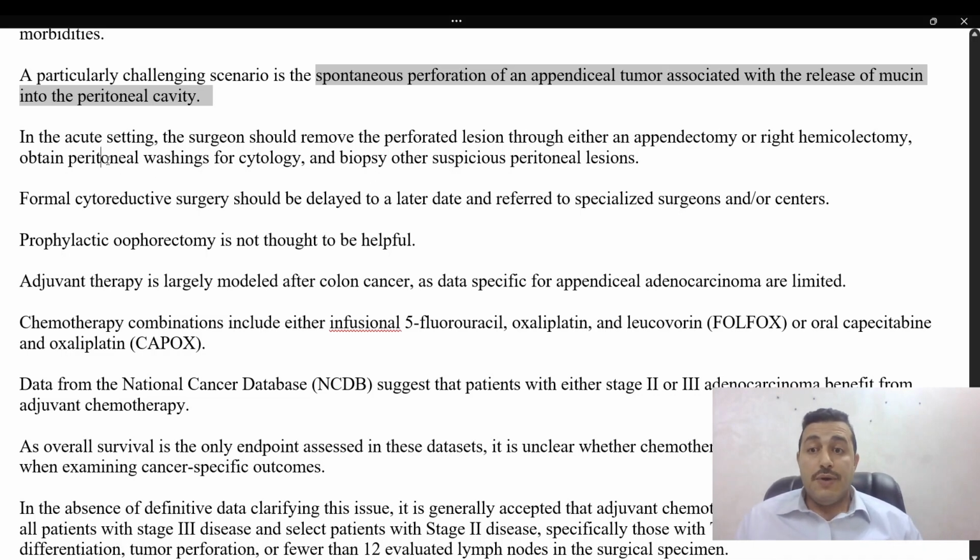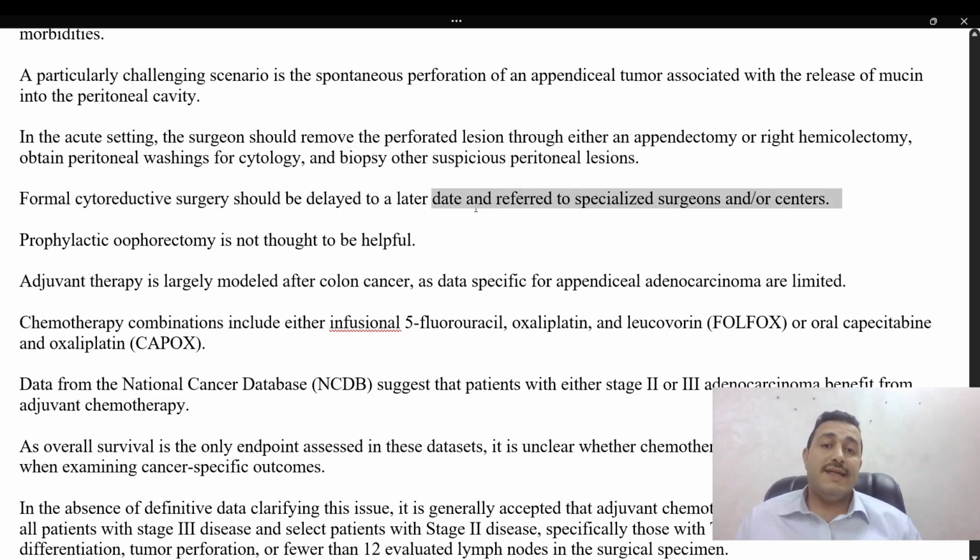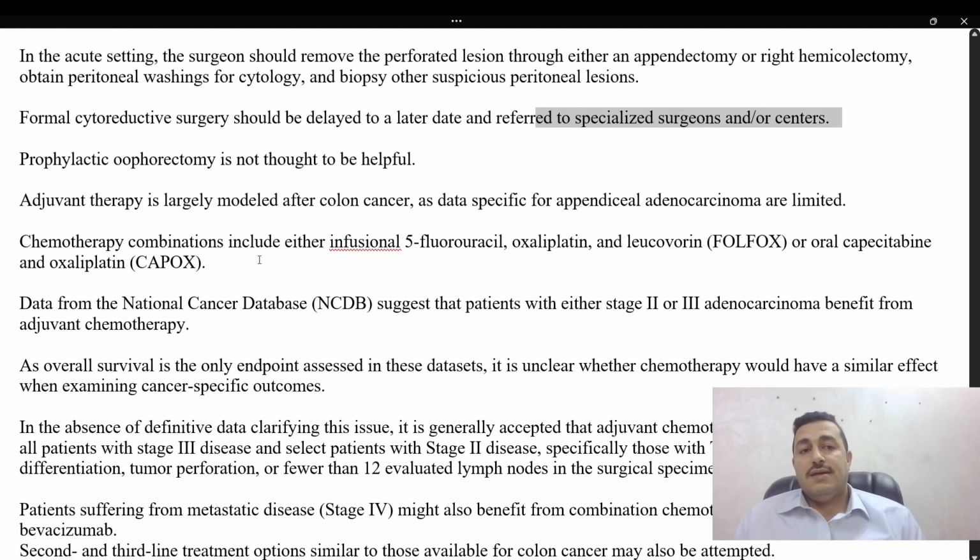Here it is: peritoneal washing for cytology, and biopsy of any suspicious lymph node. Formal cytoreductive surgery should be delayed for a senior, specialized surgeon and center. Okay.